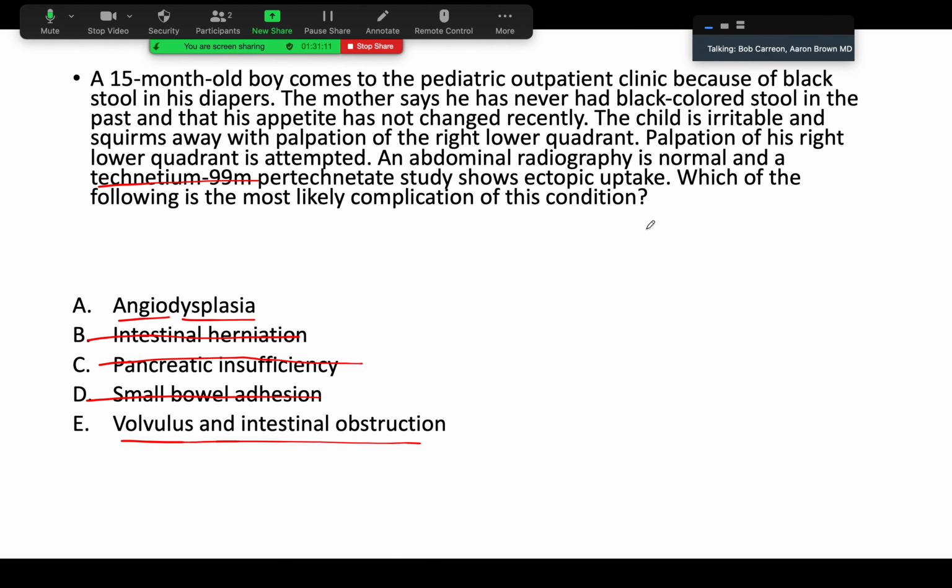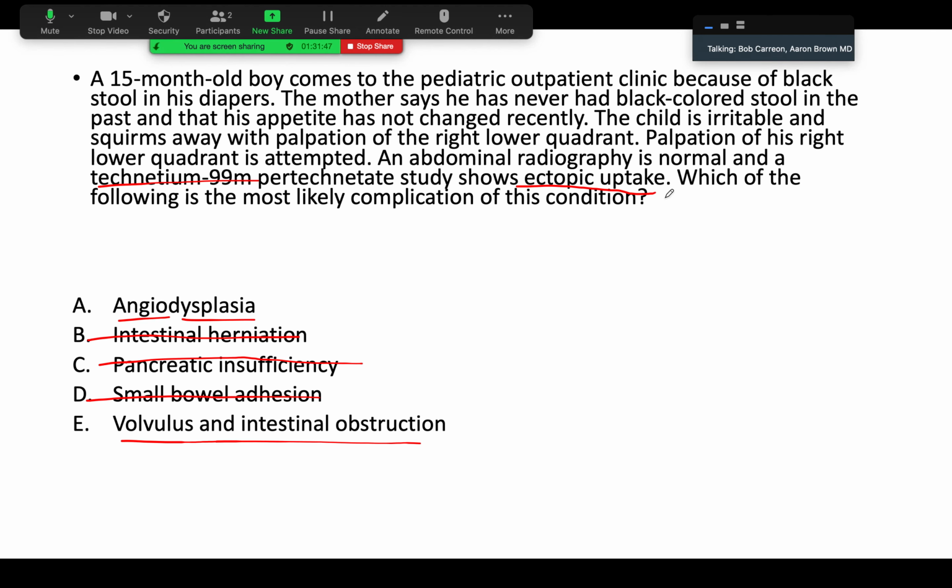And so why do we have technetium pertechnetate uptake? What does this mean? What are they telling us with this? So, not necessarily abnormal bleeding. What it really tells us is if there's abnormal tissue. Okay, and so this ectopic uptake is telling us that there's somewhere in the GI tract that is metabolically active in a way that it's not supposed to be.